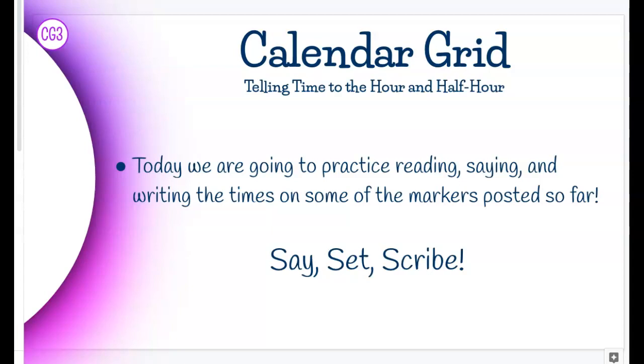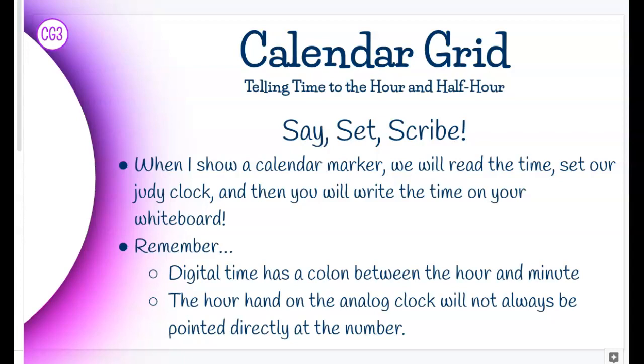Today we are going to practice reading, saying, and writing the times on some of the markers we've posted so far in our calendar grid. This activity is called Say, Set, Scribe. We'll be telling time to the hour and half hour. Now, when I show you a calendar marker, we will read the time, we will set our Judy clock, and then you will write the time on your whiteboards.